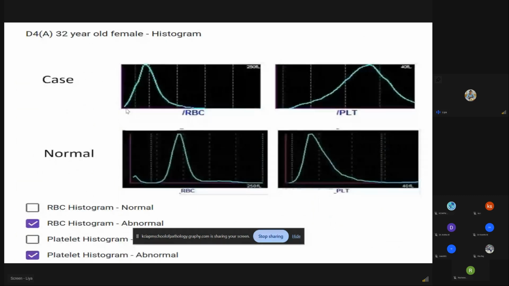Coming to normal, here the RBC histogram is skewed to the left with an increase in RDW, showing a heterogeneous population of RBCs and an extended descending slope. In the platelet histogram, we can see that the PDW, platelet distribution width, is increased and the upper discriminator is not touching the baseline, with a ragged appearance of the descending slope. So both the histograms appear abnormal.